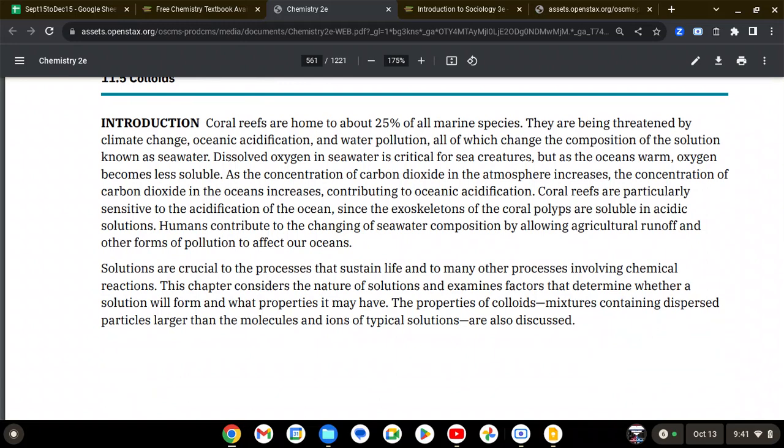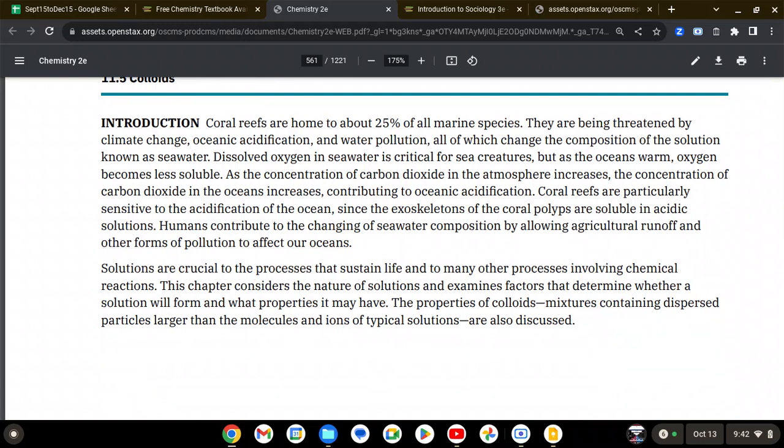They are being threatened by climate change, oceanic acidification, and water pollution, all of which change the composition of the solution known as seawater. Dissolved oxygen in seawater is critical for sea creatures, but as the oceans warm, oxygen becomes less soluble. As the concentration of carbon dioxide in the atmosphere increases, the concentration of carbon dioxide in the oceans increases, contributing to oceanic acidification. Coral reefs are particularly sensitive to the acidification of the ocean, since the exoskeletons of the coral polyps are soluble in acidic solutions.